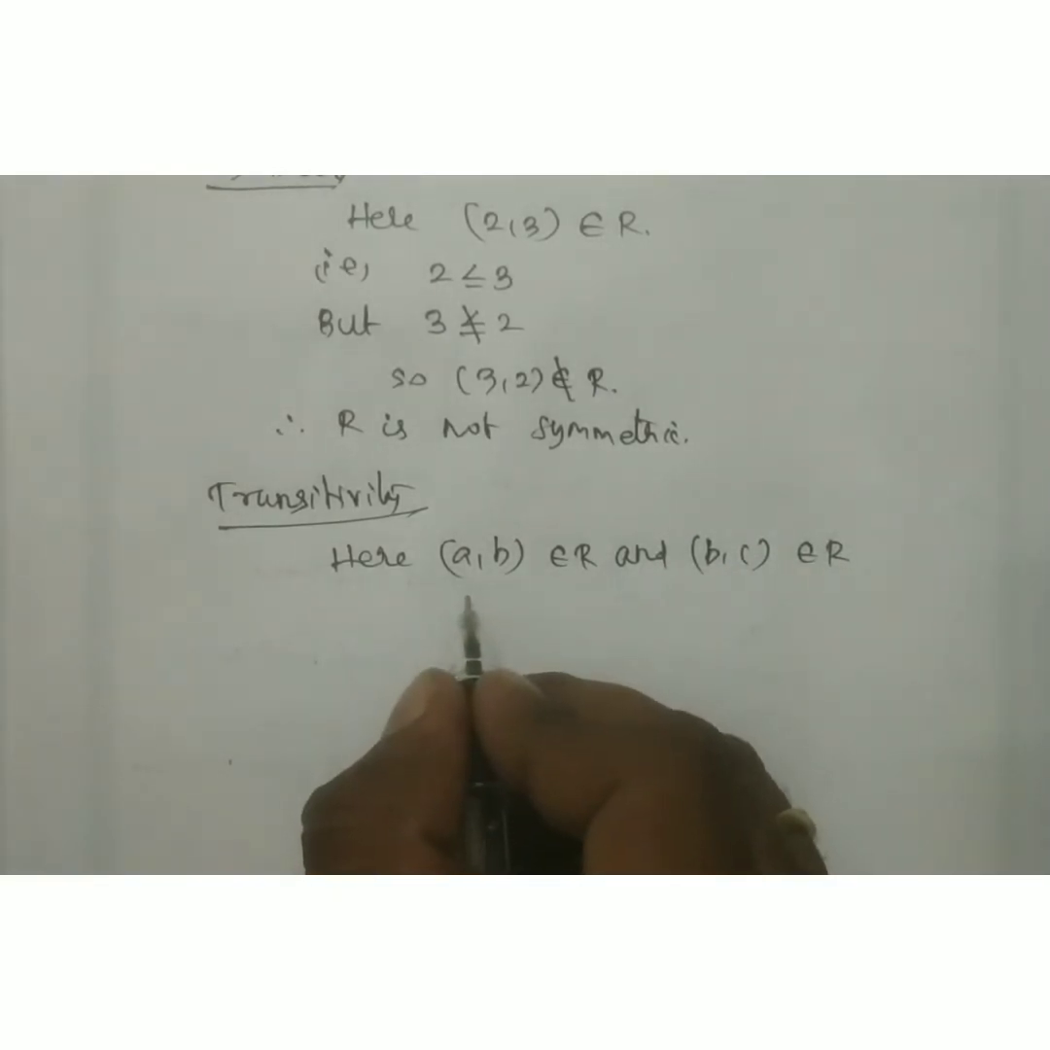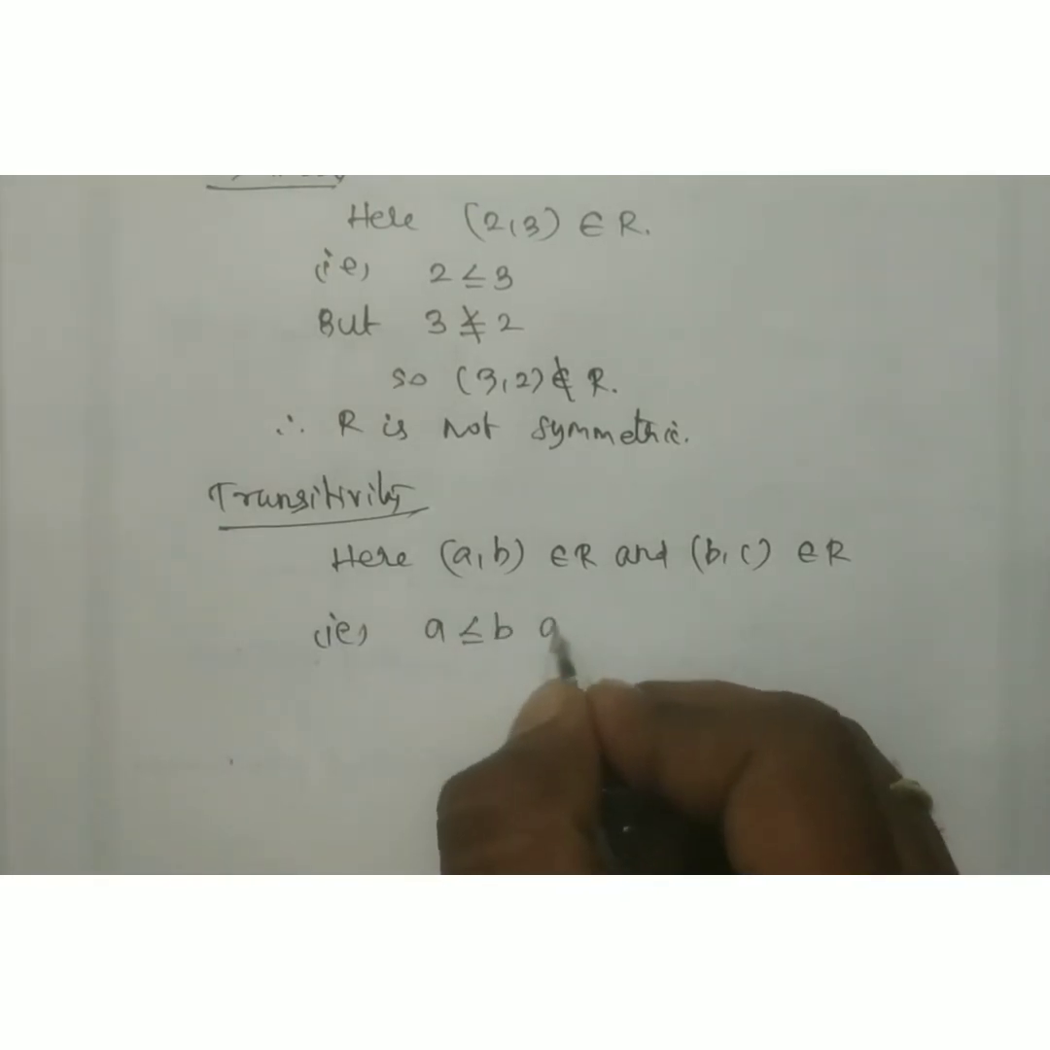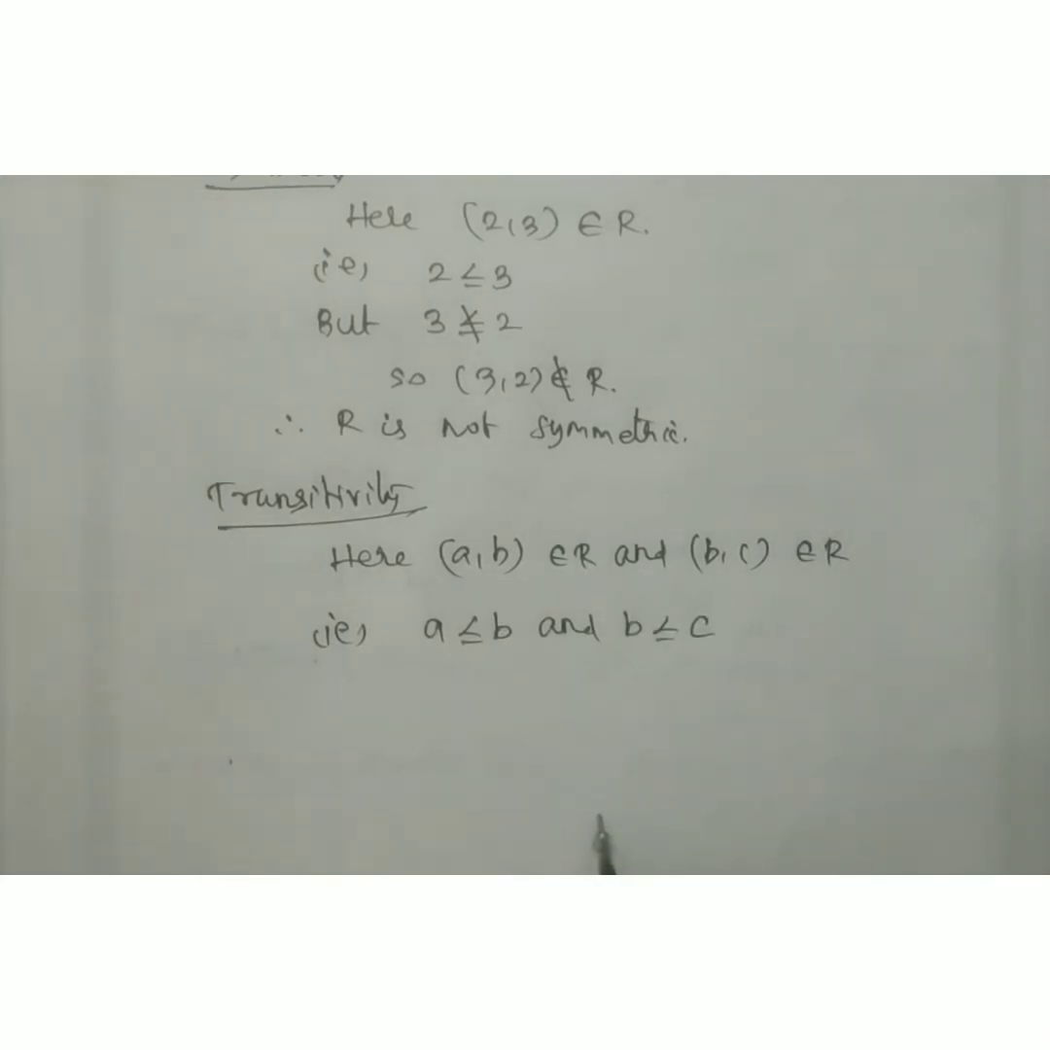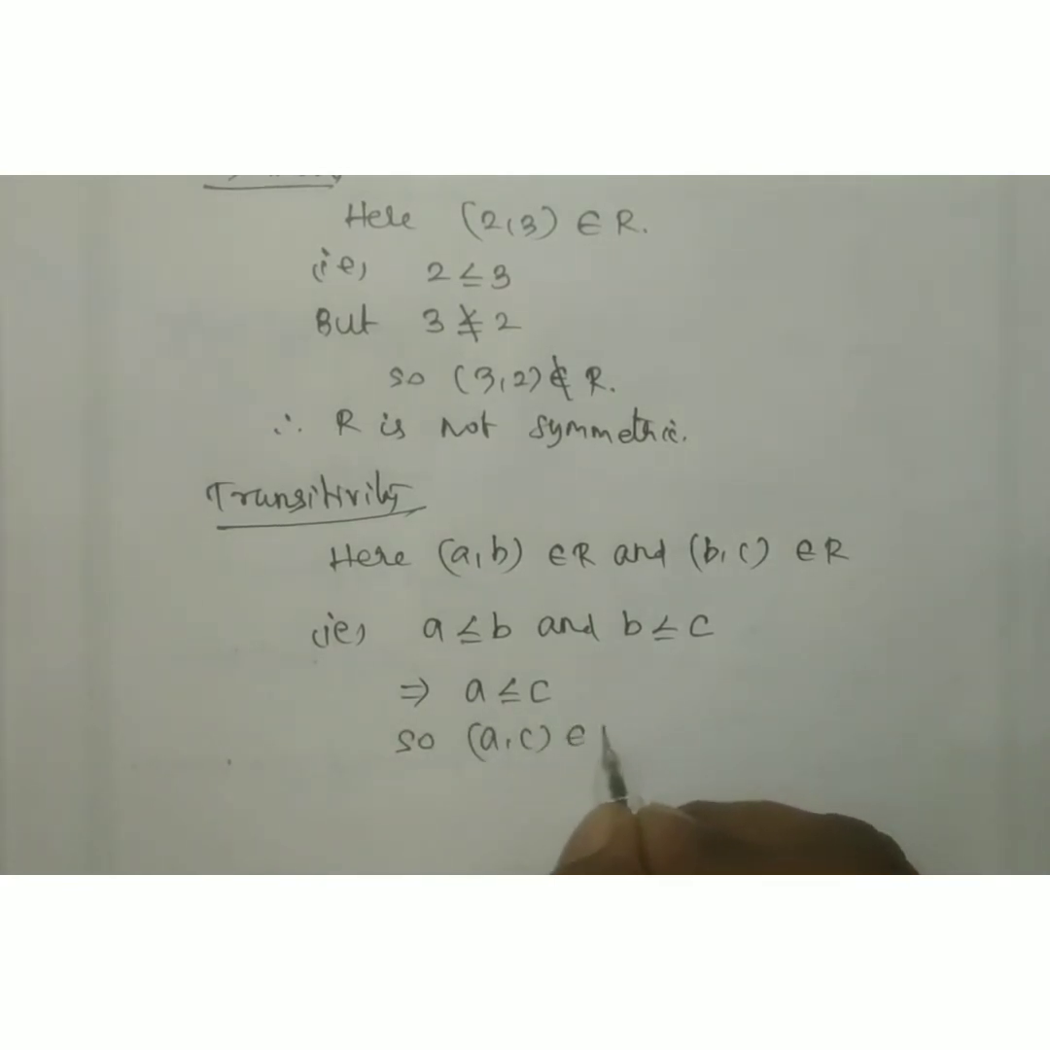A comma B belongs to R means, what is the meaning? A is less than or equal to B, and B comma C belongs to R means B is less than or equal to C. Comparing these two, B is greater. Comparing these two, C is greater. So obviously A is less than or equal to C, which implies A comma C belongs to R. So I can say that R is transitive.